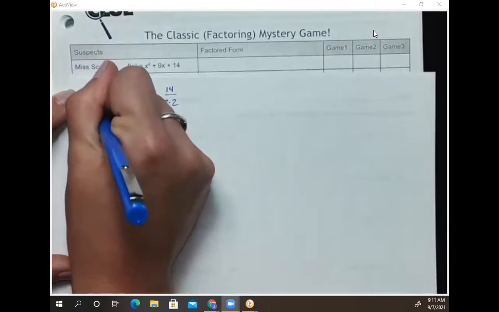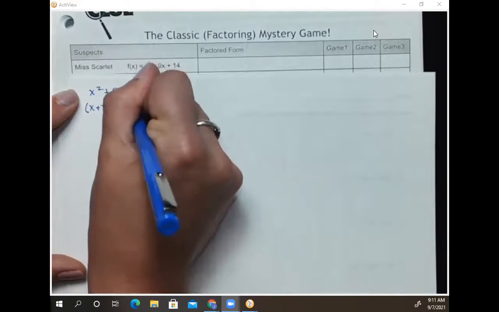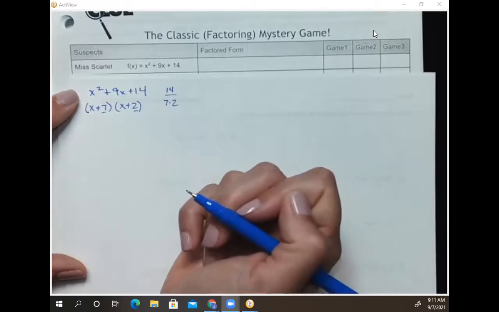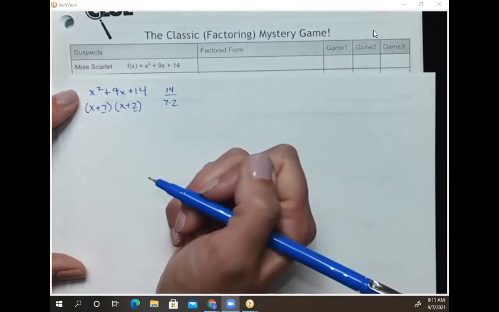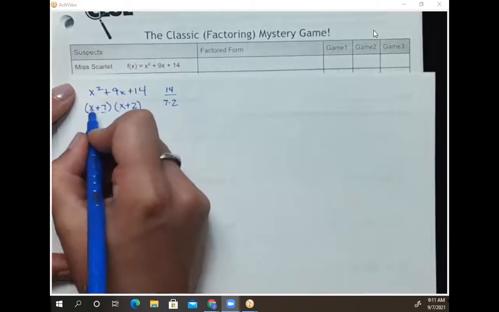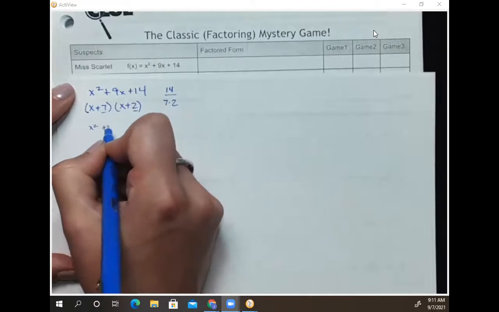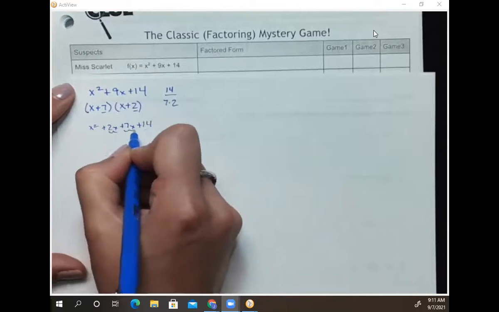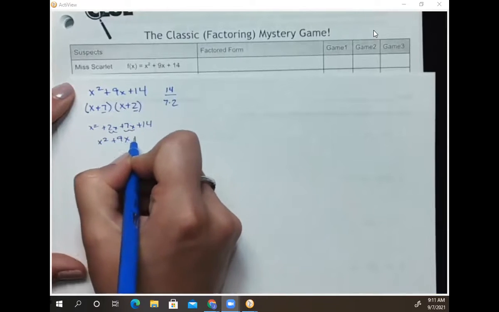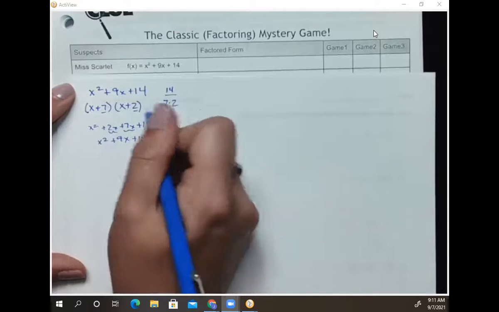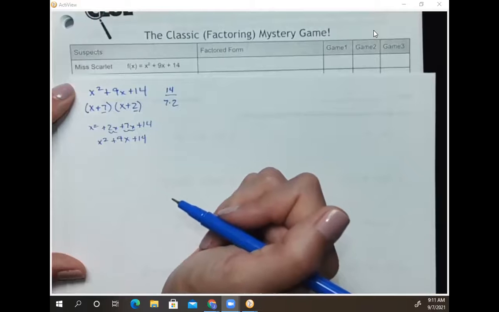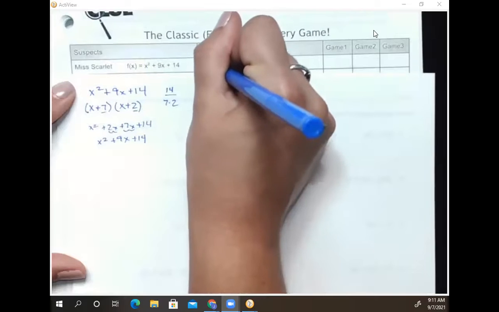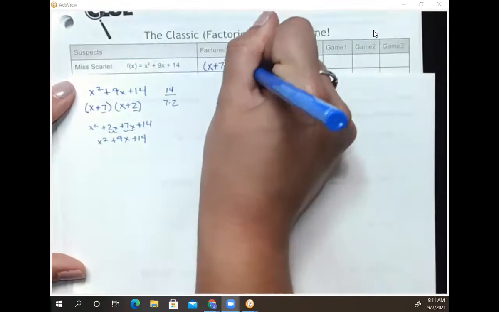So this would factor into x plus 7 times x plus 2. If I had swapped my numbers here, I would have the same factors just in a different order, and that's okay. Remember, the goal is that when I distribute this back, I would have x squared plus 2x plus 7x plus 14. And if I combine my like terms here, I end up with the original problem. That's always the goal when we're factoring, is that if I distribute, I get back to the original problem. So you can always check your work when you're factoring. So my factored form here is x plus 7 times x plus 2.